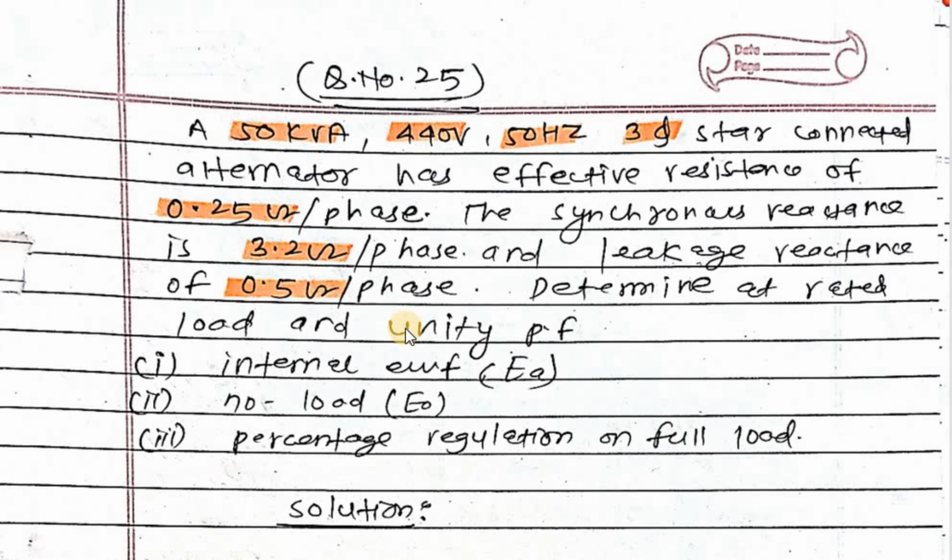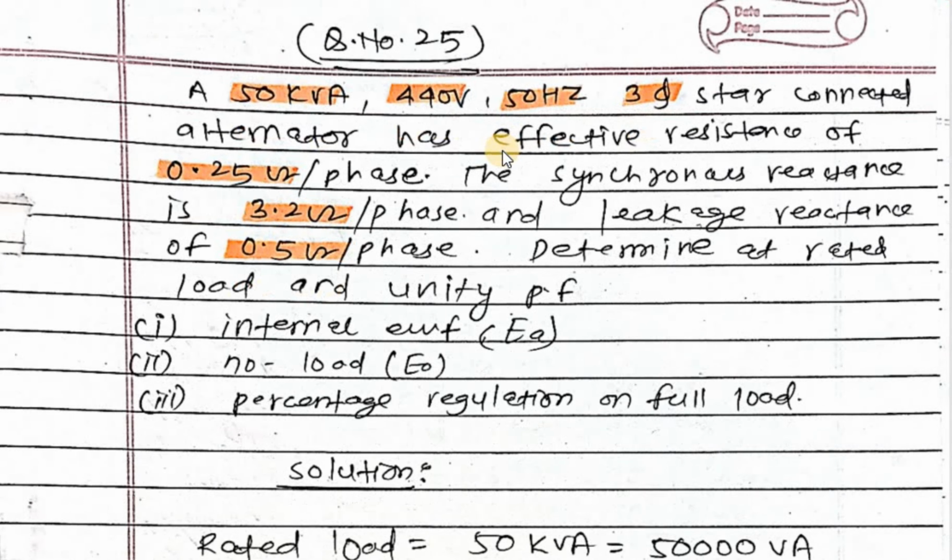Hello everyone, welcome to the numerical series of electrical machines, and today our numerical problem is: a 50 kVA, 440 V, 50 Hz, 3-phase star connected alternator has an effective resistance of 0.25 ohm per phase. The synchronous reactance is 3.2 ohm per phase and the leakage reactance is 0.5 ohm per phase. Determine, at rated load and unity power factor, the internal EMF EA, the no load EMF E0, and the percentage regulation on full load.